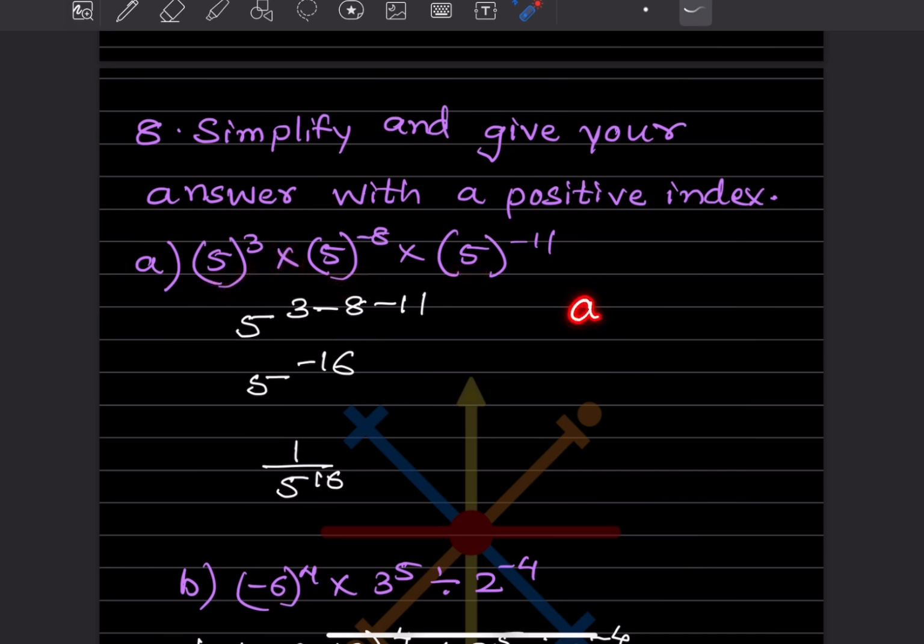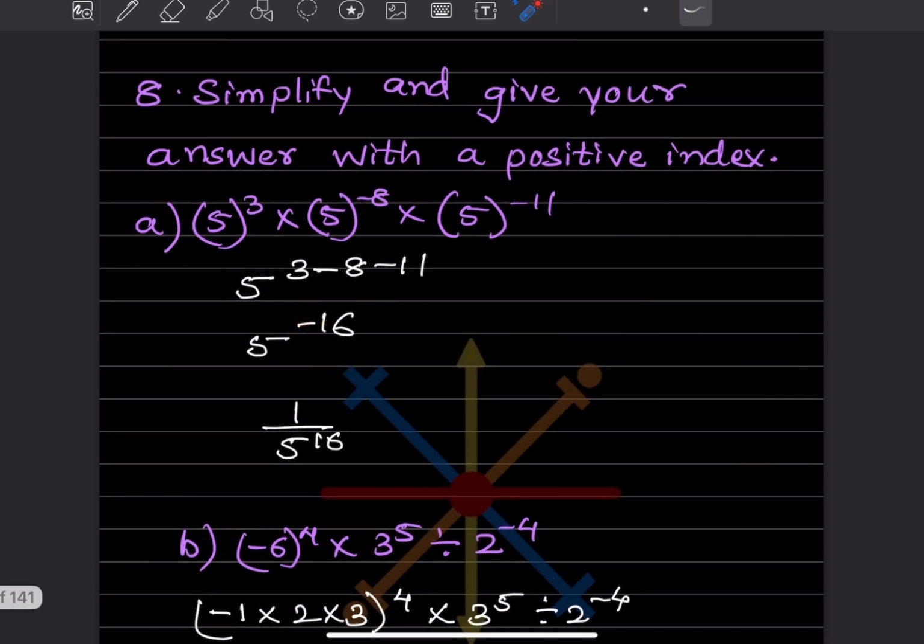So you know the rule, that is a raised to m into a raised to n, that is a raised to m plus n. Even if there are 3, you can just add all the indices. So here it will be 3, plus minus is going to be minus, and again the same, plus minus is going to be minus, so you don't have to write that step. The base remains the same. When you solve this, 3 minus 8 will be minus 5, and minus 5 minus 11 is going to be minus 16. But we want the positive index here. So this is negative, so what we will do here is 1 by 5 raised to 16.